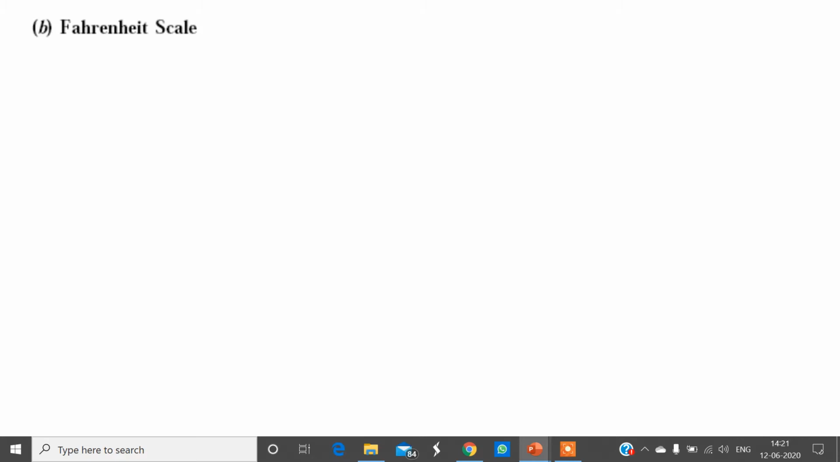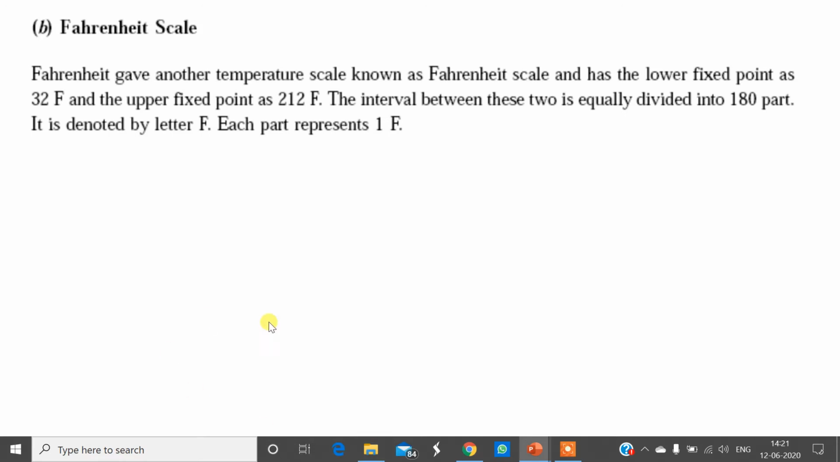Our body temperature lies between 36.5 degrees Celsius and 37.2 degrees Celsius. This is the normal temperature of our body. If the body temperature exceeds 38 degrees Celsius, then we are said to have a fever. 38 degrees Celsius in Fahrenheit is equal to 100.4 Fahrenheit. Fahrenheit, the inventor, gave another temperature scale known as the Fahrenheit scale.